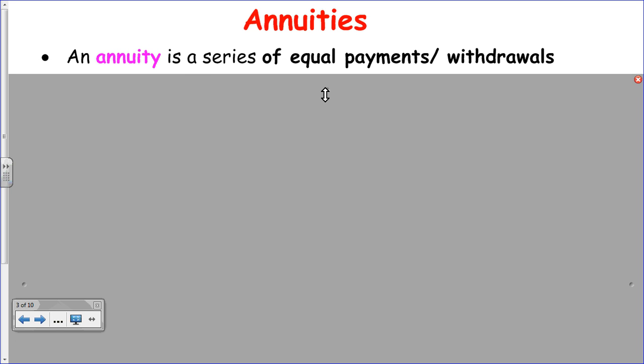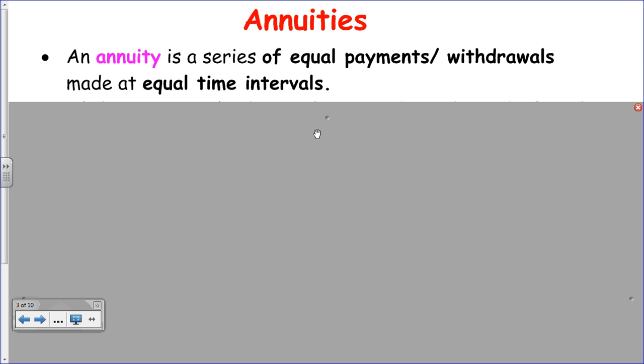An annuity is a little bit different because it involves a series of equal payments or withdrawals at equal time intervals. So this could mean that you're making payments or putting in a deposit every month, every day, every 6 months, every year. As long as there are payments being made, it is called an annuity.